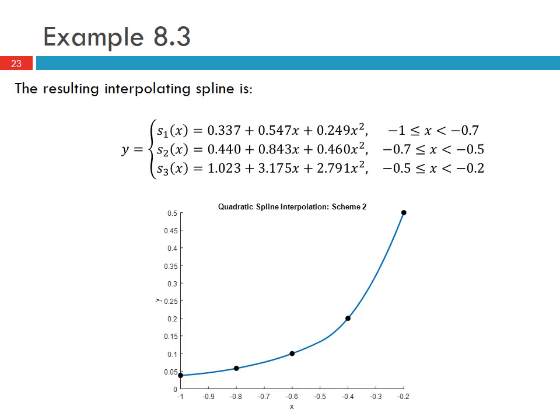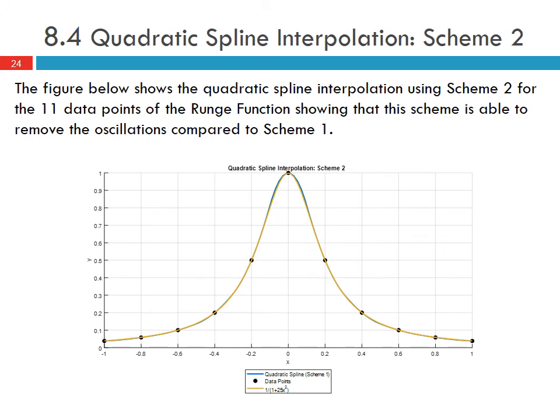So you can see that our first function is defined from minus 1 to minus 0.7. Our second one is from minus 0.7 to minus 0.5. And our third one is from minus 0.5 to minus 0.2. And you can see that it passes through the data points and it gives us a nice smooth curve again. And here we can apply this to the 11 points of the Runge function, showing that the scheme is actually able to remove the oscillations compared to scheme 1 and produces a nice symmetric interpolating function.